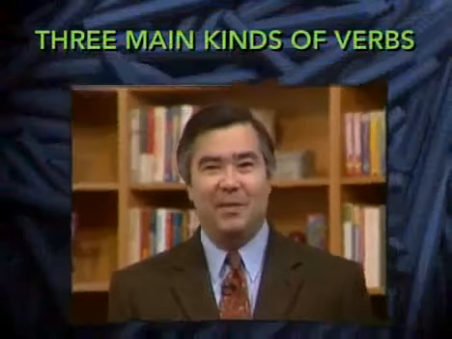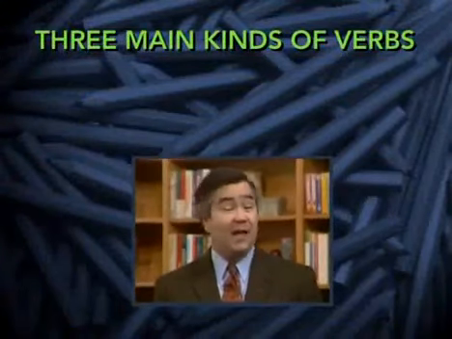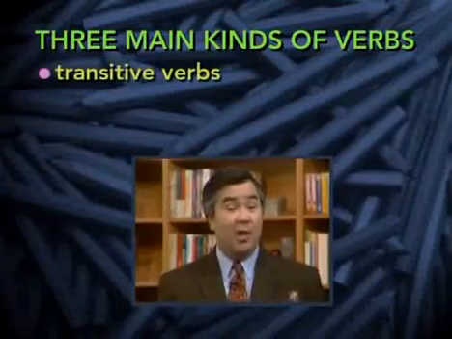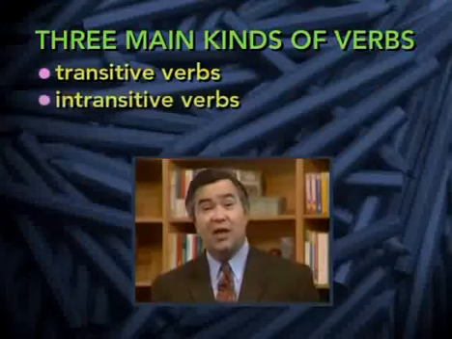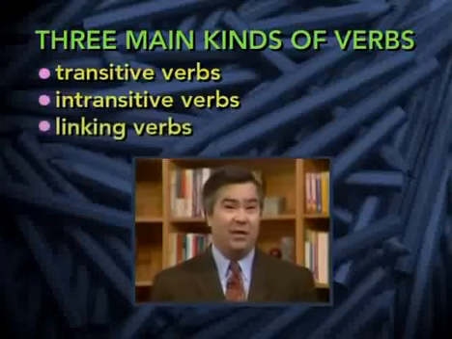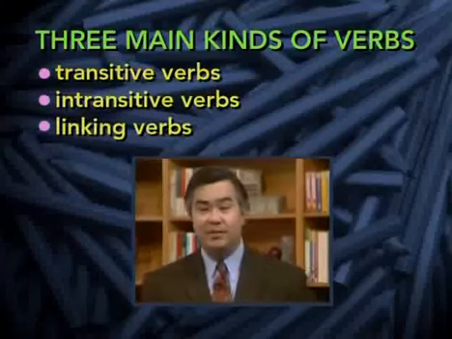Before we can talk directly about sentence complements, we need to talk about 3 kinds of verbs in English. As you'll see, each of these 3 kinds of verbs is related to a particular type of sentence complement. The 3 main kinds of verbs in English are transitive verbs, intransitive verbs, and linking verbs. Let's take a look at each.